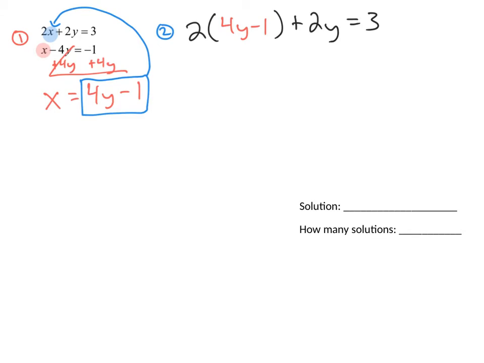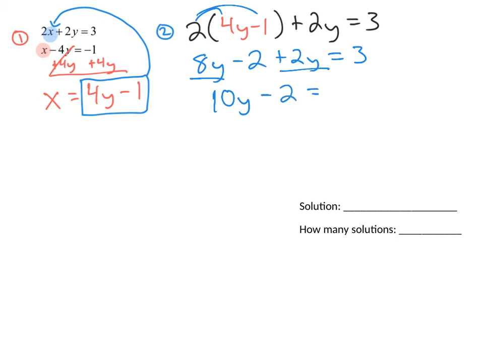All right, now we're going to solve for y up there. Notice we went from variables of 2x and 2y to just a y equation up here, one variable. So we're going to solve. Our first thing to do is what? Distribute. We're going to simplify and then solve here. So 8y minus 2, still got plus 2y equals 3. Our next thing to do is to combine like terms. Good luck if you're not paying attention. So that'd be 10y minus 2 equals 3.